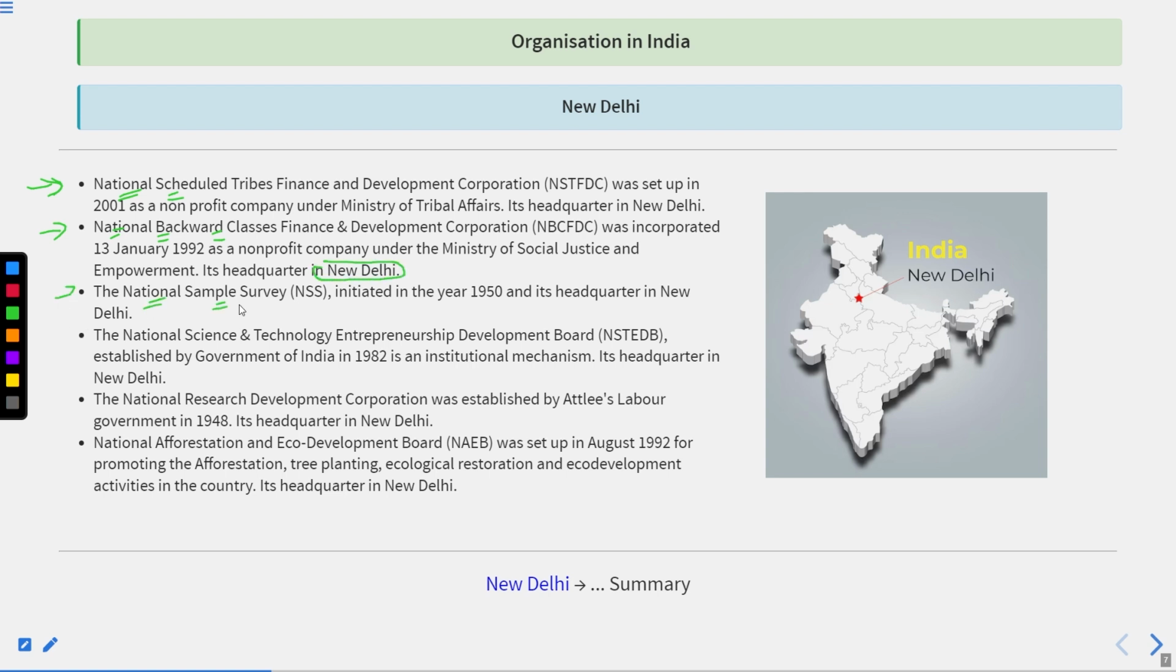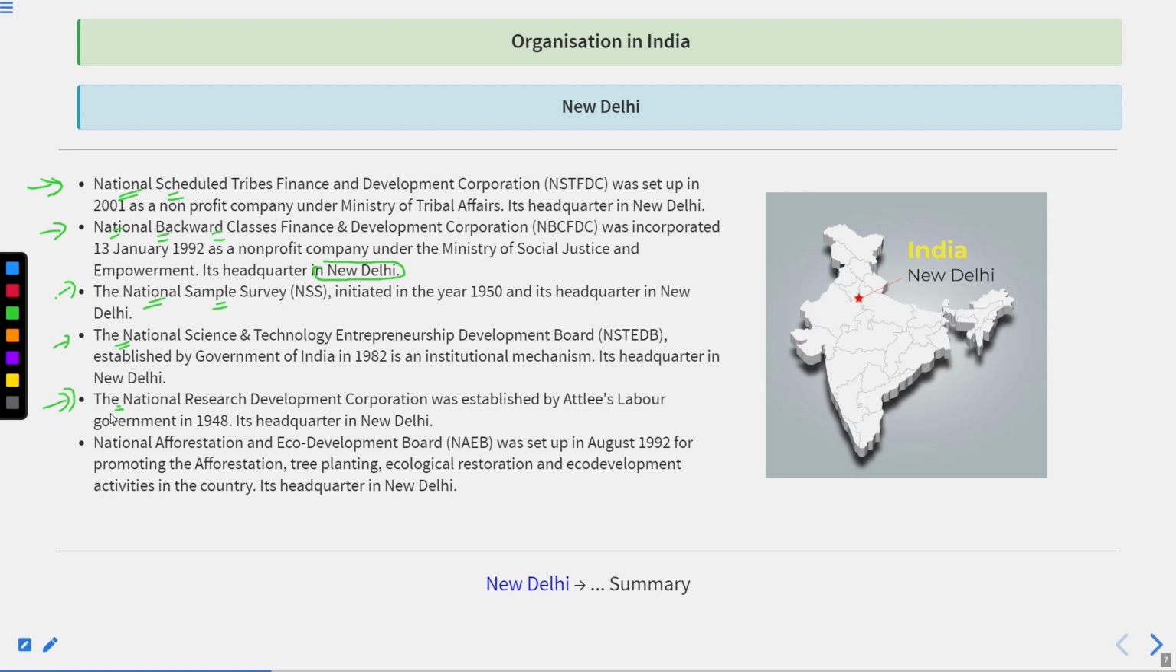The National Sample Survey Organization, NSSO, it got initiated in the year of 1950 and it is having its headquarters in New Delhi. After this, we have the National Science and Technology Entrepreneurship Development Board, NSTEDB. Established by the Government of India in 1982, it is an institutional mechanism headquartered in New Delhi.